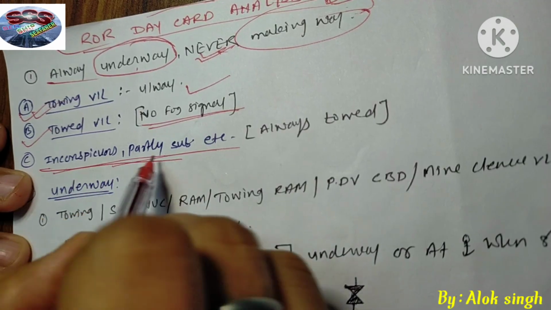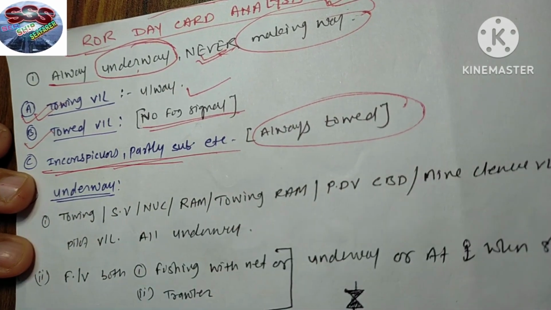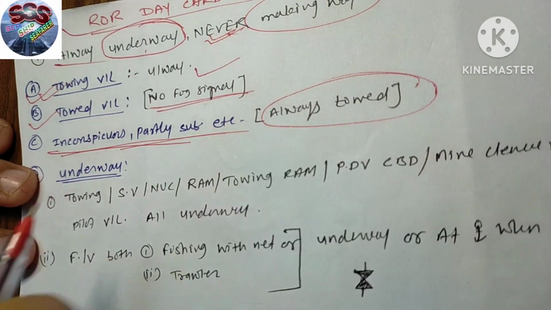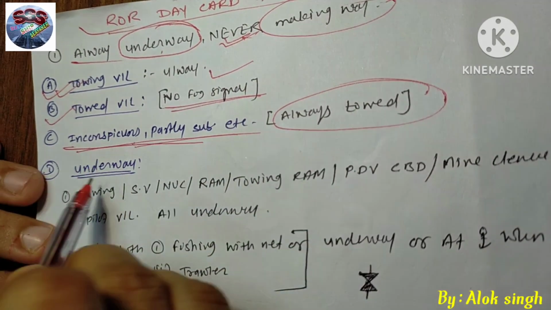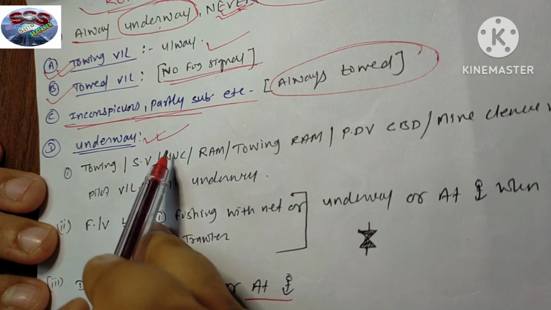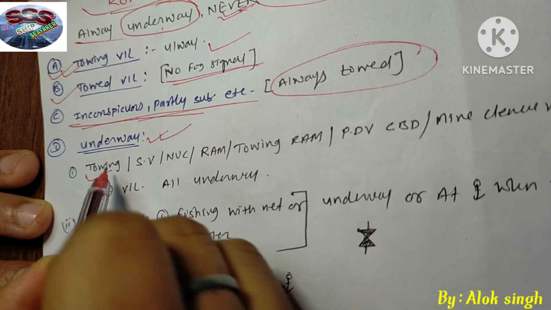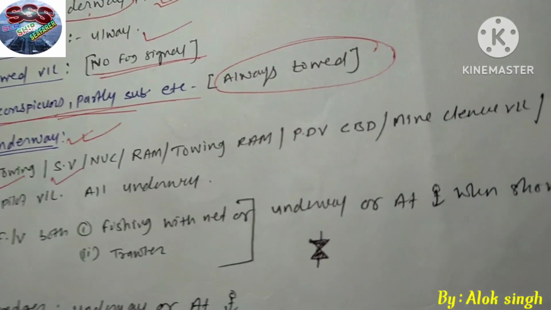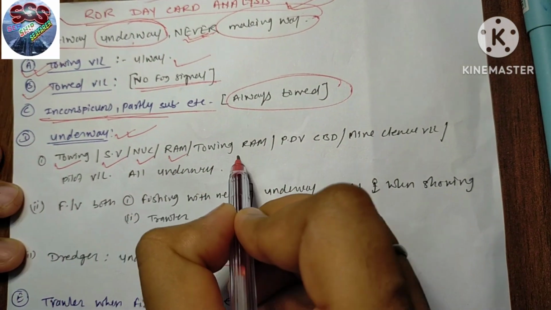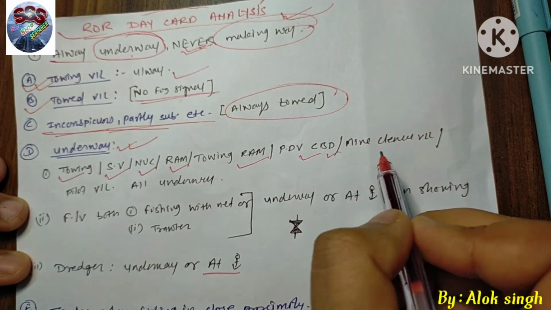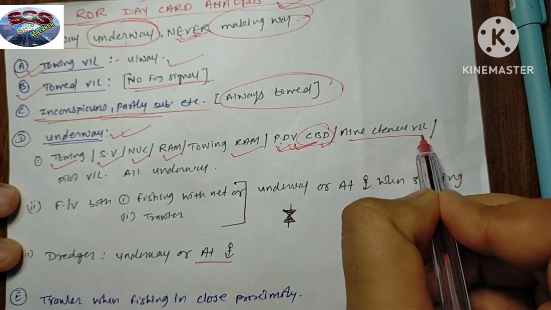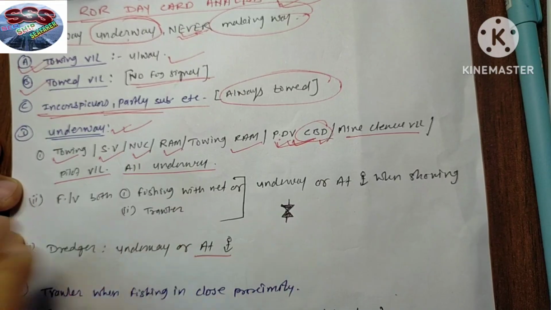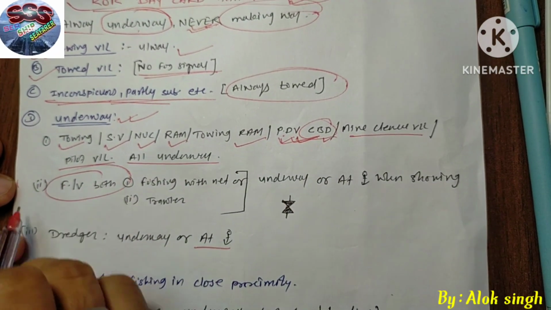For the inconspicuous partly submerged vessel, we have to mention always towed. It cannot be towing or self-propelled. So whenever you talk about this card, we have to mention vessel towed, like underway. So which vessels show underway? Towing vessel, sailing vessel, not under command, ram, towing ram, power-driven vessel CBD. Whenever it says CBD, then we have to say power-driven vessel CBD. Mine clearance vessel, pilot vessel, all will be said as underway.